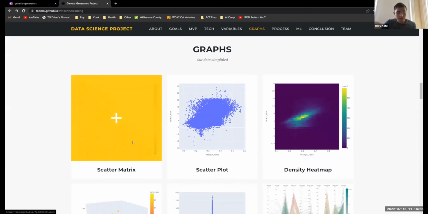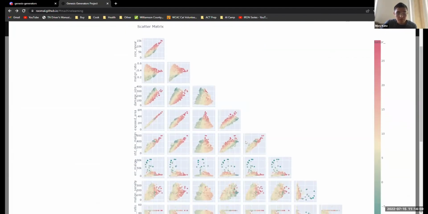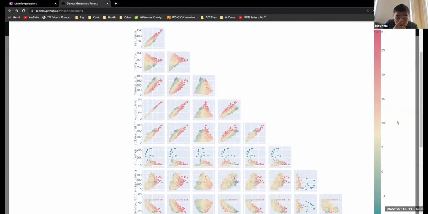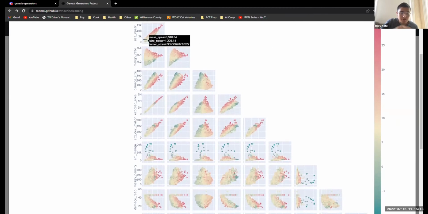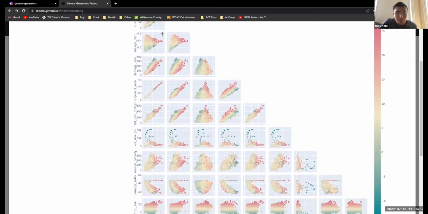Alrighty, so our first graph is a scatter matrix, which is a bunch of scatter plots put onto one scatter matrix. They display the correlations between each of our variables. So for instance, the top graph is the graph of the size of the area and then the mass of the area. And as you can see, as the size increases, the mass also increases. You can also see that the size of the tumor is also displayed. As you can see from the red dots, they indicate higher tumor size, and then the green dots indicate a lower tumor size.